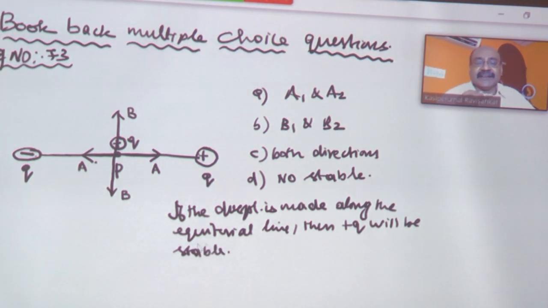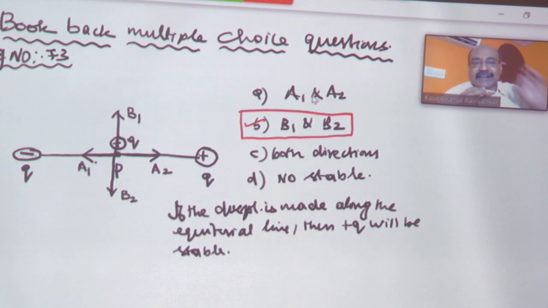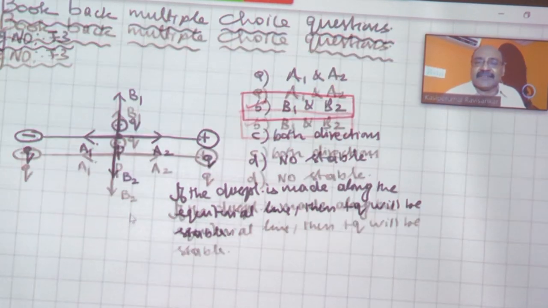This was the answer. Along the equatorial direction, the directions are B1 and B2. Similarly, along the axial line, the directions are A1 and A2. So, the answer is the second option, B, which is B1 and B2. When it is moved along the equatorial line, no effect is on the charge kept at the midpoint. So, the charge will be stable. That is the answer. This is the first one.